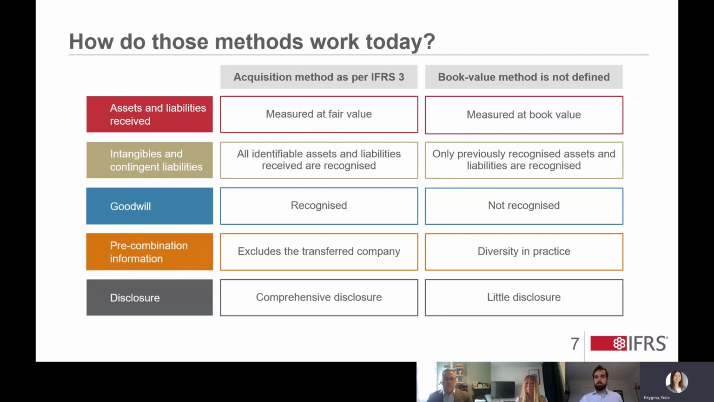Furthermore, under the acquisition method, the combining companies are combined prospectively from the combination date. The receiving company's financial statements for previous periods are not restated to include the transferred company. In a book value method, there is diversity in practice. In some cases, these combinations are accounted for prospectively from the date of combination, just as occurs under the acquisition method. And in other cases, they are accounted for retrospectively, and the receiving company's financial statements for prior periods get restated. For example, this can happen in an IPO to show a track record of the combining companies.